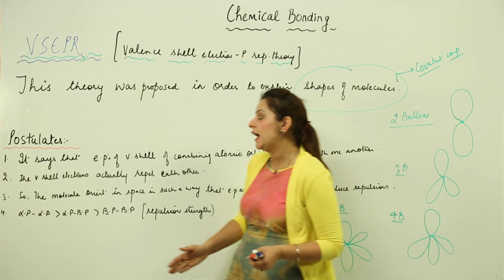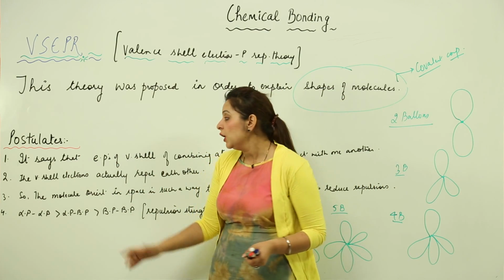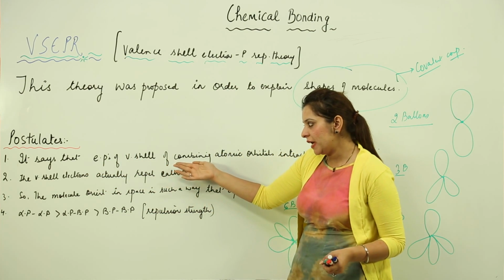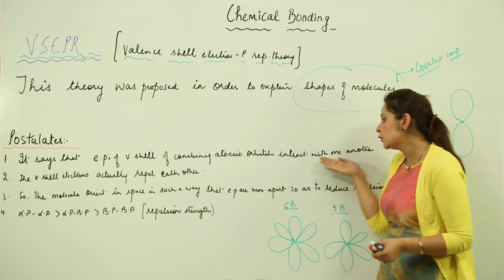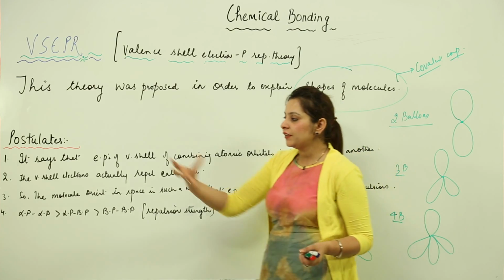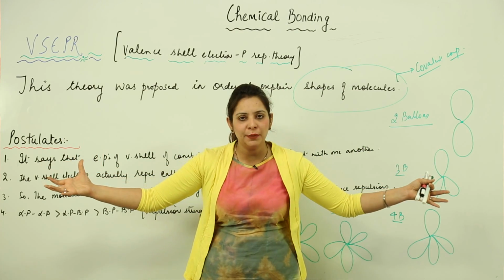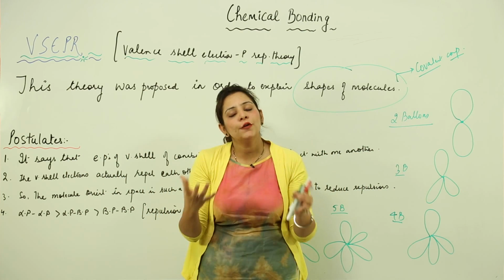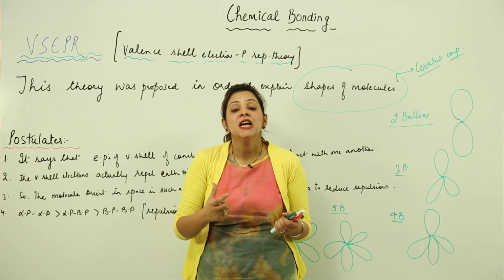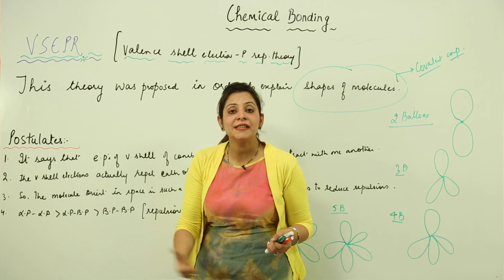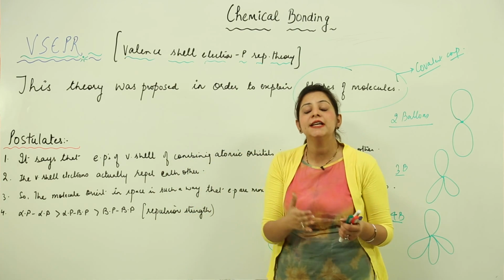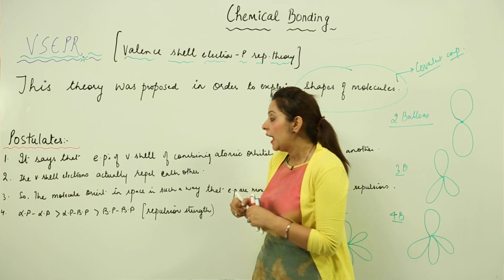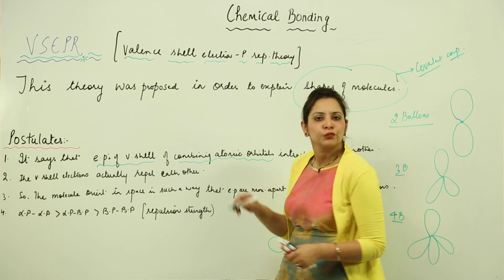The first postulate says that it takes into consideration only the electron pairs of the valence shell. The electron pairs of the valence shell of combining atomic orbitals interact with one another. Obviously, if there is one atomic orbital and another atomic orbital far apart, there won't be any interaction, but when they start approaching each other in order to combine, they will interact. The VSEPR theory says that the interaction is mostly between the electron pairs of the valence shell of the combining atomic orbitals.